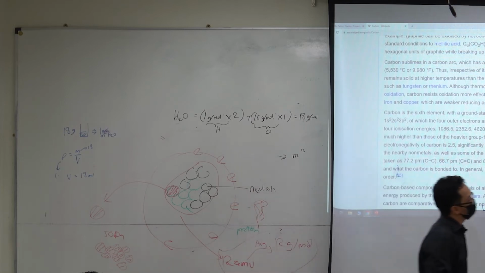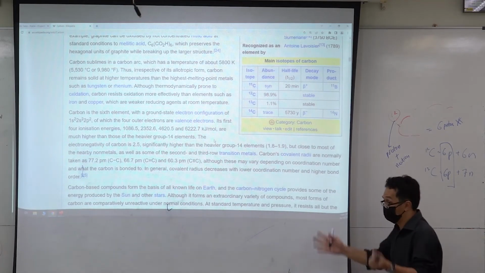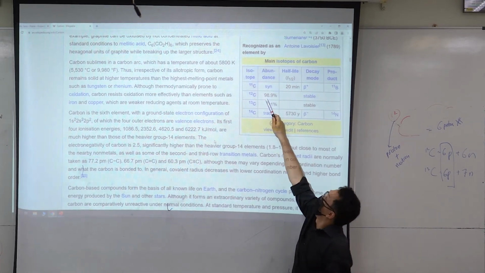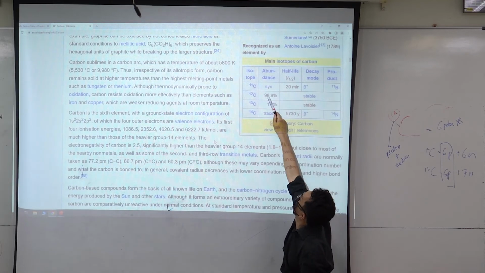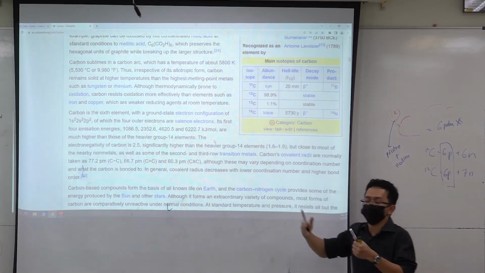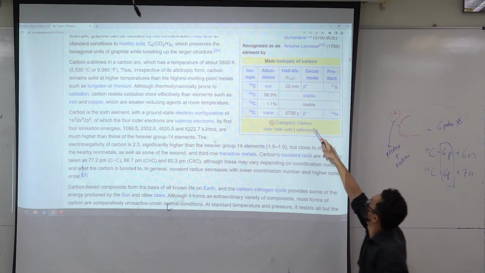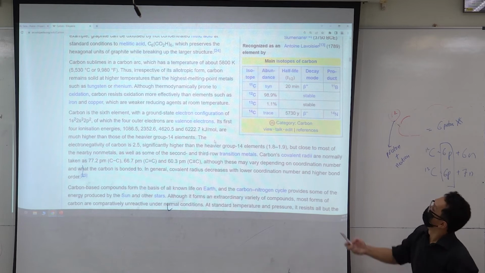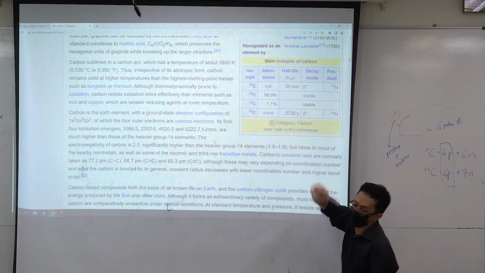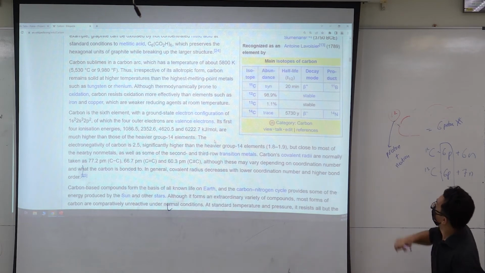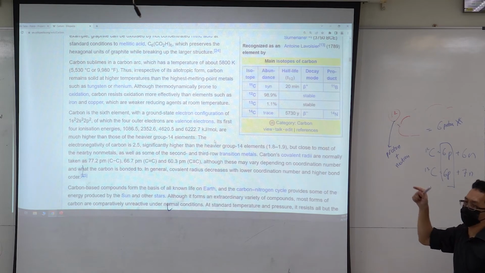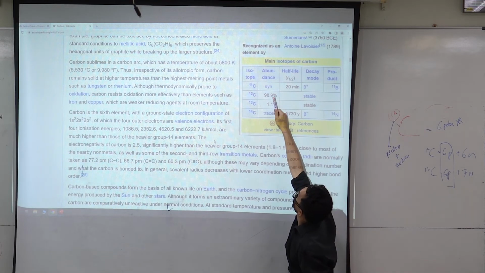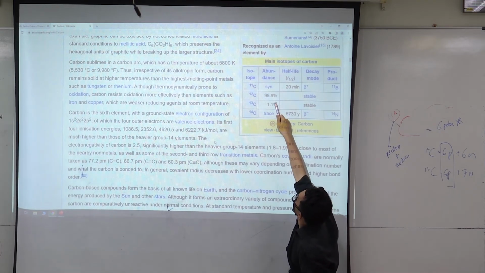Okay? But if you look here, the most carbon that you find on Earth is carbon 12, because you see the abundancy is 98%. This means that it's stable. Stable meaning that it does not decay so fast and so on. So there are two stable isotopes of carbon, which are carbon 12 and carbon 13.